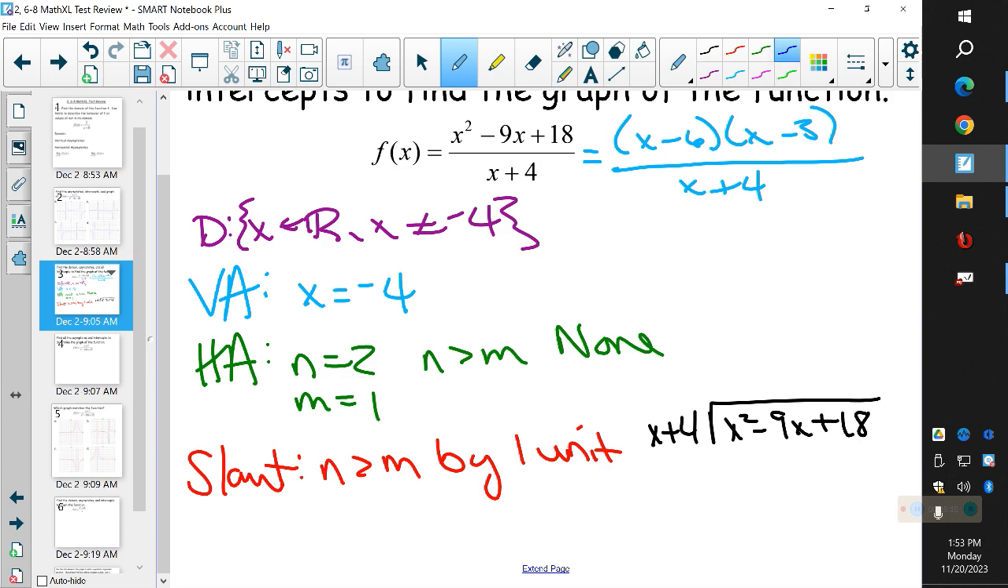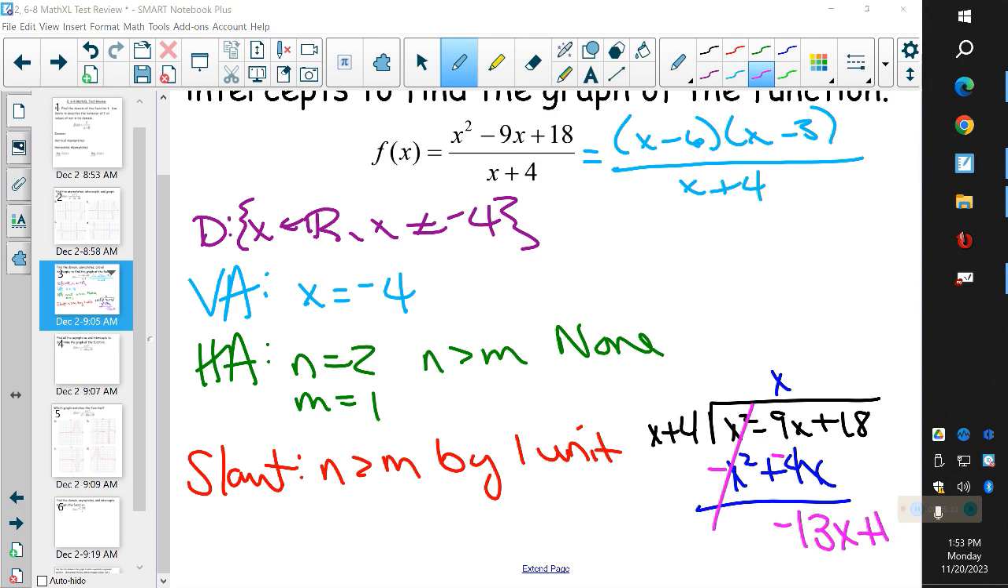What do I multiply x by to get an x squared? An x. X times x is x squared plus a 4x. Then we're going to go ahead and change each of those signs, and those cancel out, and I have a negative 13x plus an 8.